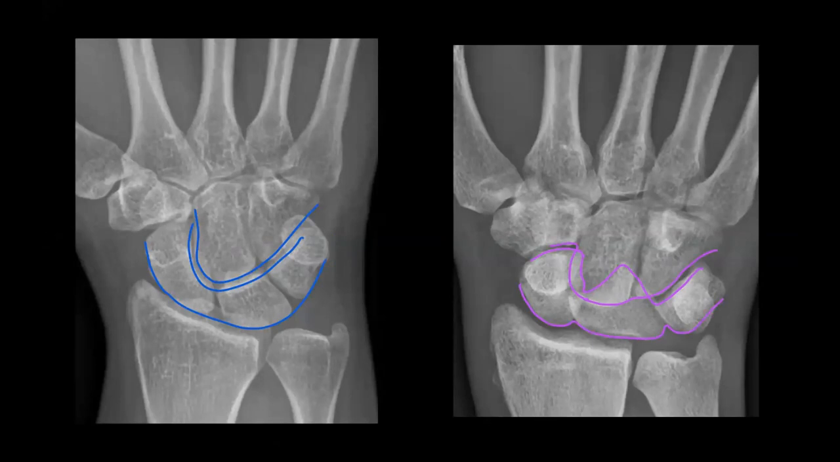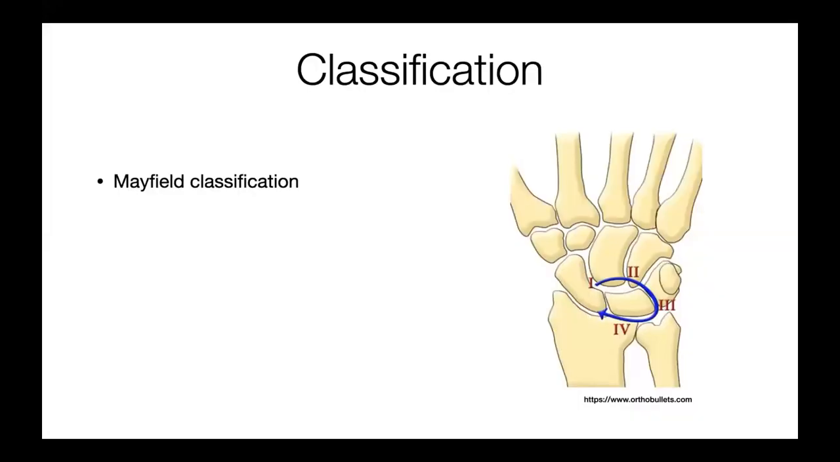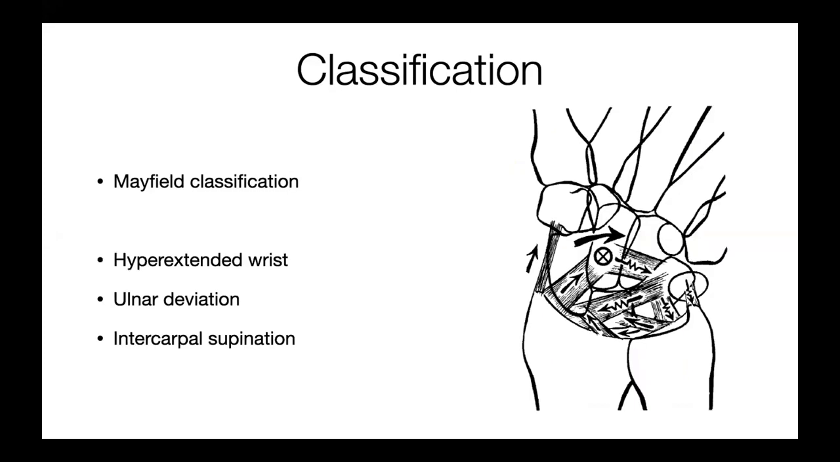So how do we classify these injuries? Well, the famous classification is that from Mayfield. And Mayfield originally described a purely ligamentous injury. And he staged it from 1 to 4. And when you progress from 1 to 4, this is an indication of increasing energy of injury. He also described the mechanism of injury.